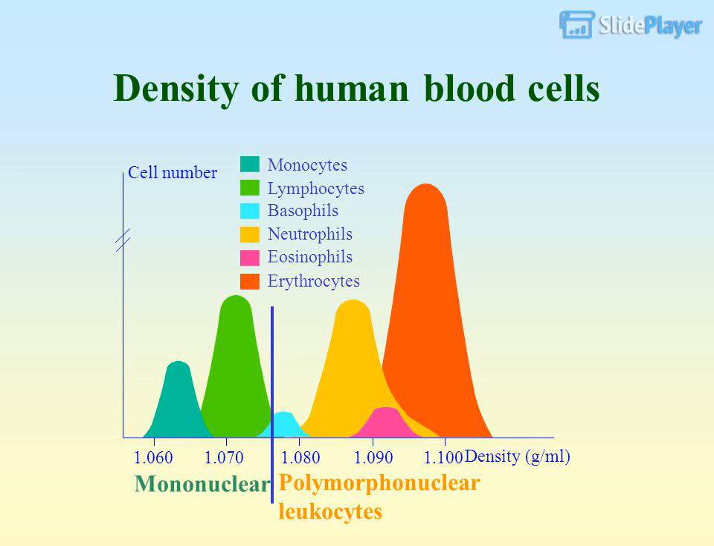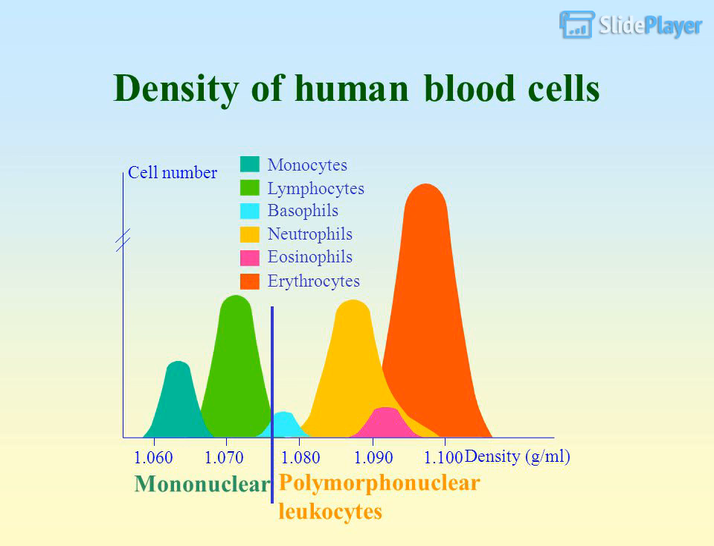The polymorphonuclear leukocytes comprise basophils, neutrophils and eosinophils and have densities above 1.077 to 1.078 grams/ml, while the mononuclear cells, which comprise lymphocytes and monocytes, have densities below this value. Hence the density of commercial media for the isolation of human peripheral blood mononuclear cells is 1.077 to 1.078 grams/ml.